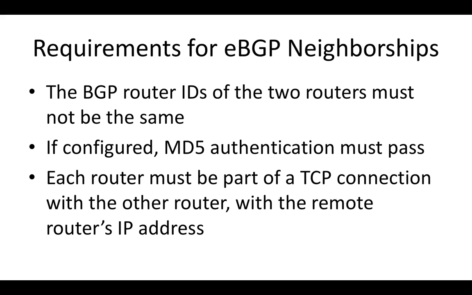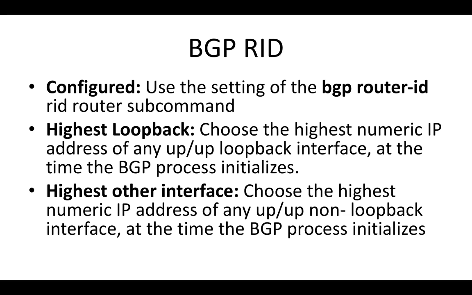So where does the router ID come from? Well, there's a couple different ways we can get a router ID. We can statically configure it, and that's just like what we saw with OSPF and EIGRP, where we can actually just manually set the router ID. Your second option is creating it with a loopback adapter. So the highest numeric IP address of any up loopback interface will be the one that the BGP process uses. So very similar to what we saw in EIGRP.